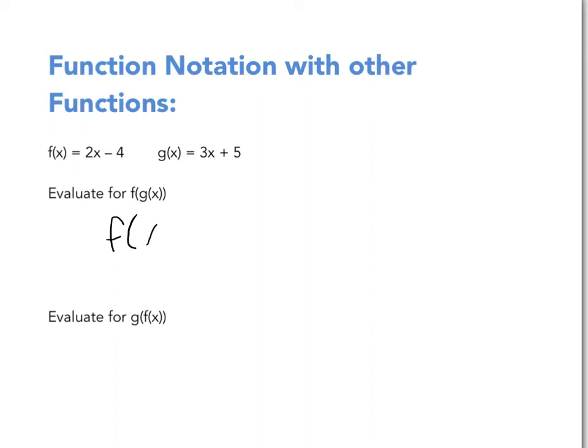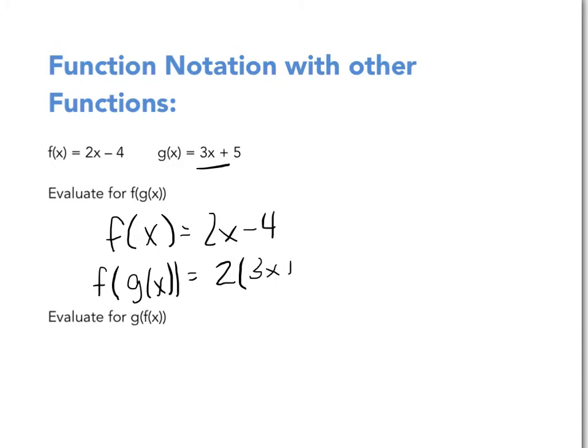So all you have to do is rewrite. We have f of x equals 2x minus 4. We'll rewrite this as f of g of x equals 2, and now where I see my x, where I would have replaced x yesterday with a value or a number, I'm going to replace it with this entire expression of g of x. So I'm going to plug in 3x plus 5 and then continue writing the rest of the function, which is minus 4.